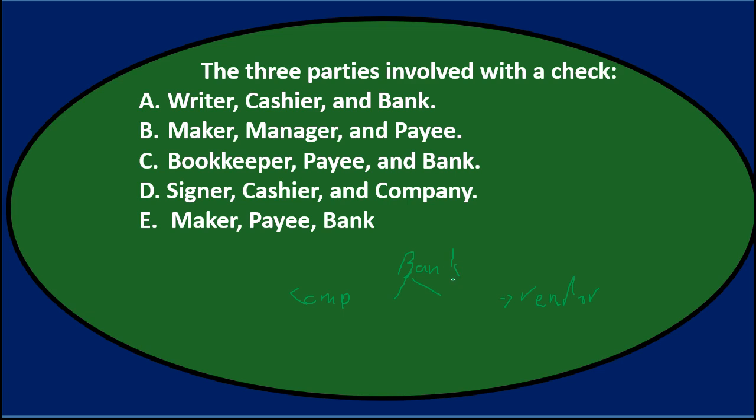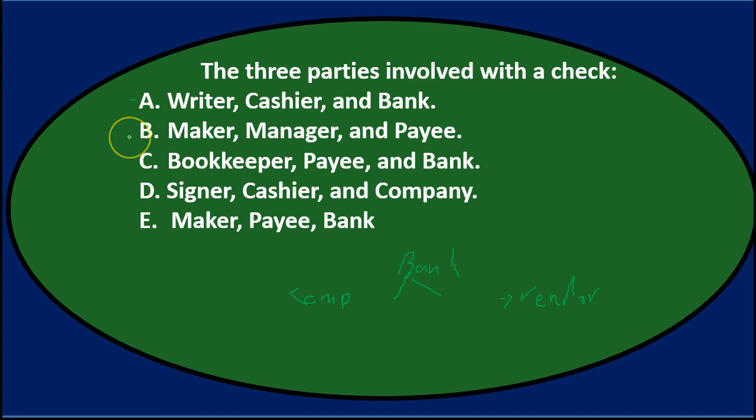It's usually we're paying someone, that's an A to B transaction, but we have the person that's helping us process this information, the financial institution, that being the bank. So A says the writer, the cashier, and bank. Now that seems like it's possible because the cashier is someone within the company. So we've got the writer of the check and then the cashier. It sounds a bit repetitive. I'm not sure if that's going to be everything. We don't see the vendor.